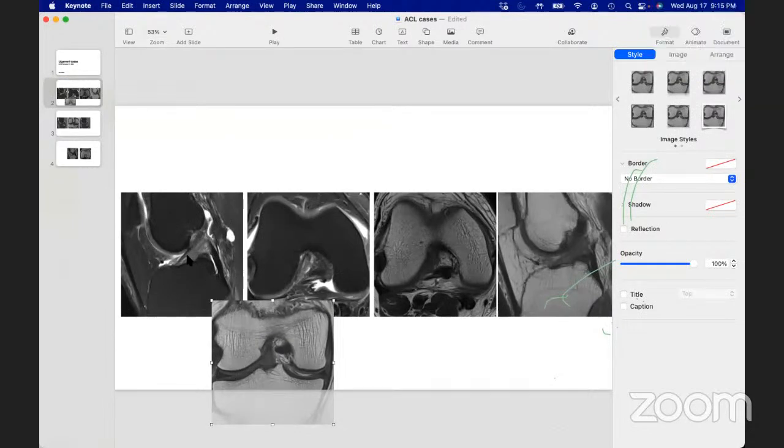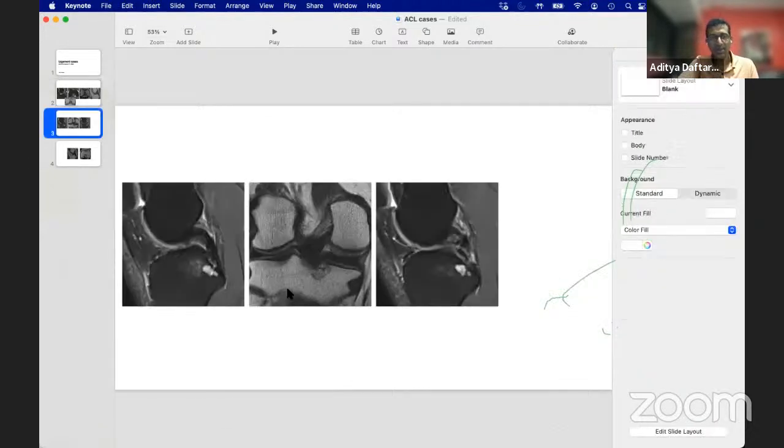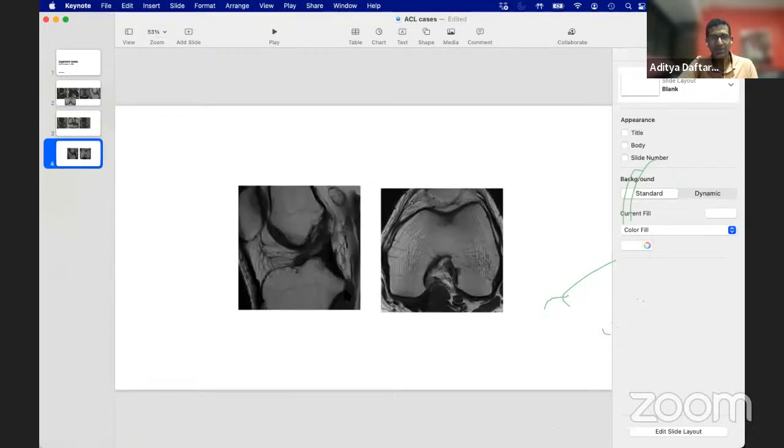Here is that ACL. Here you can see the fibers. When you look at these fibers, you can see that they're more vertical than Blumensaat's line. You can see that there is just intrasubstance signal hyperintensity, but no discontinuity. There's no other evidence of other injury in this case, and this is just intrasubstance mucoid change. Here's another example where you can see the PCL and you can see some intraosseous cystic changes at the tibial attachment because of intrasubstance degeneration.